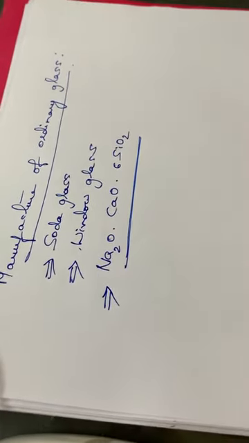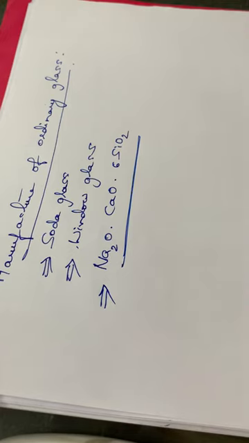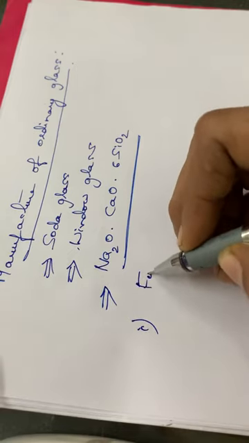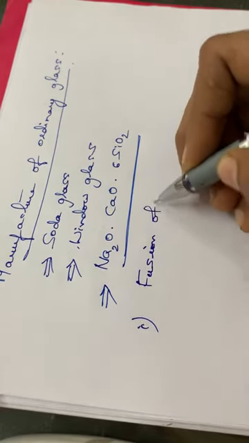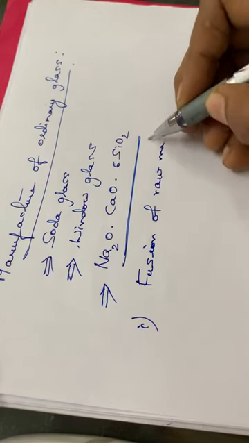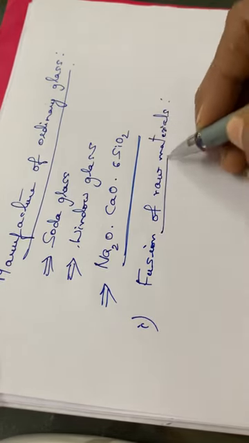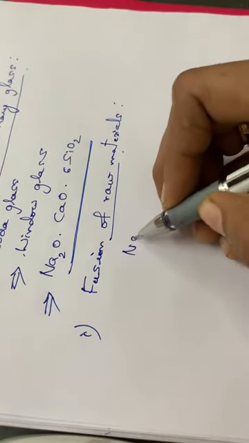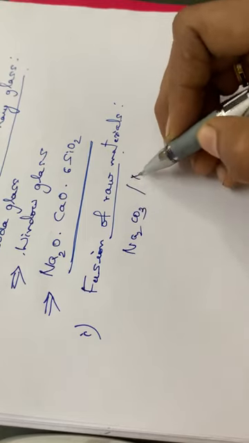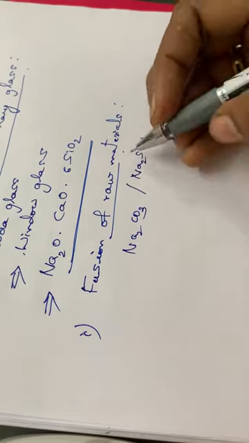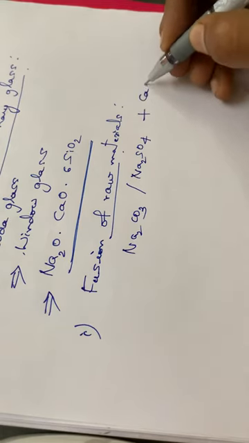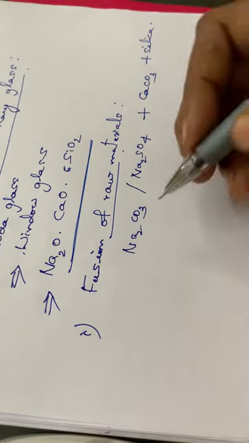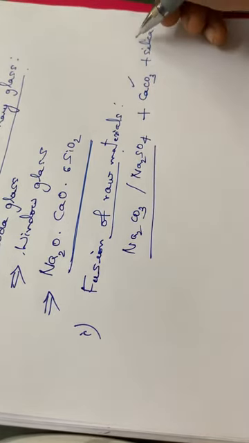So the first step involved in the manufacture of ordinary glass is the fusion of raw materials. Here the raw materials used are sodium carbonate or sodium sulfate, Na2SO4, mixed with calcium carbonate and silica. These are the raw materials used.